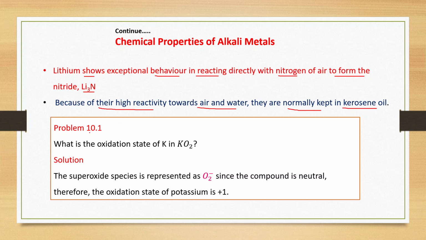Now there is one question, problem 10.1. What is the oxidation state of potassium in KO2? That is potassium superoxide. The superoxide species is represented as O2⁻, with one negative charge. Since the compound is neutral, the oxidation state of potassium is +1.